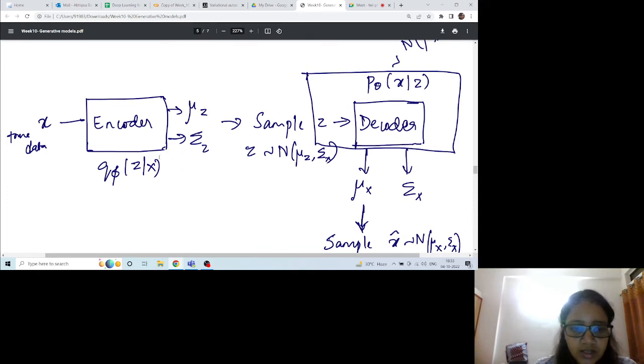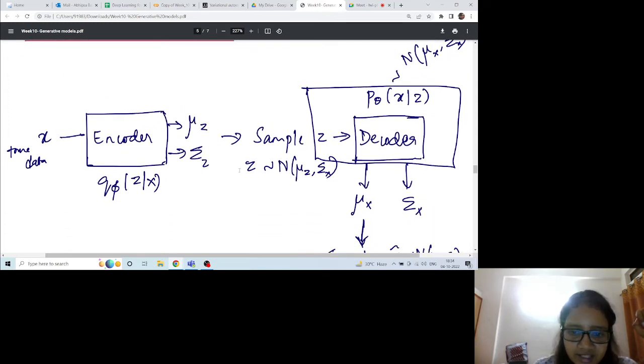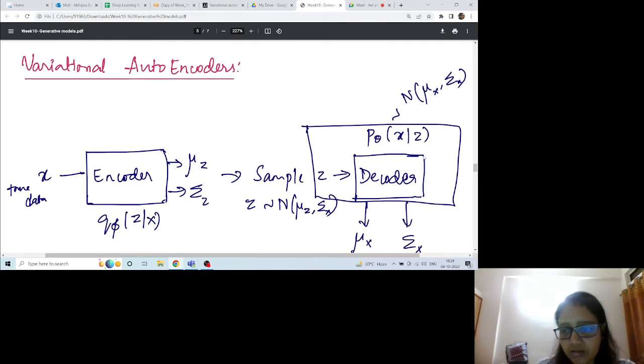Because you have assumed that this Z is part of a Gaussian, all you need to do is learn this mean and the covariance matrix. Now that you know that, in order to get the Z, you need to sample from this normal distribution with the same mean and covariance matrix. You take this Z, you send it to the decoder, and the rest is more or less the same. The decoder now generates your image back.